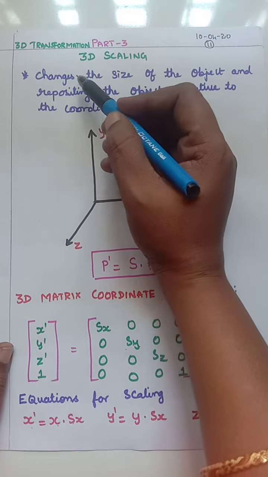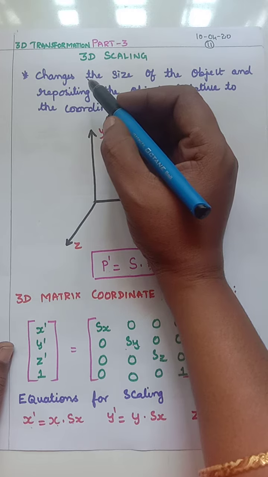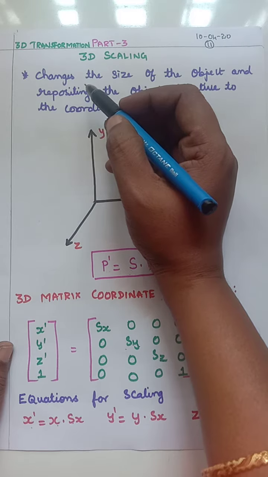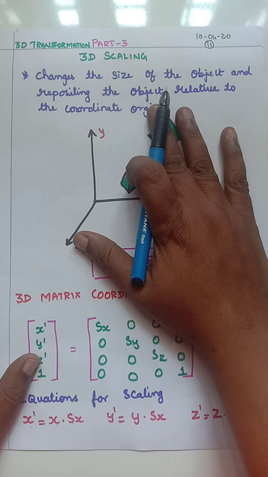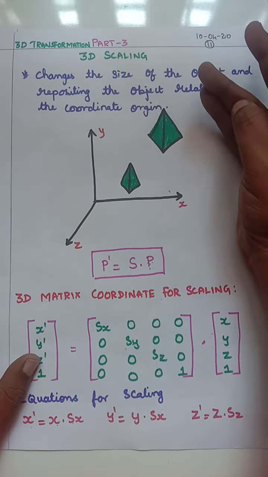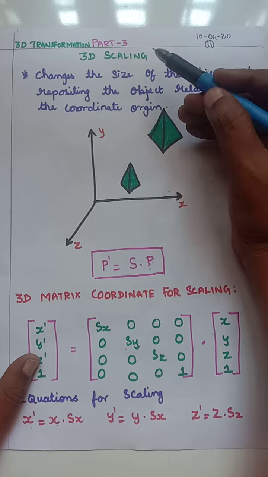In part 1 video, we have seen about the introduction to 3D transformation and 3D translation. And in part 2 video, we have seen about 3D rotation. In this part 3 video, we are going to see about 3D scaling, 3D reflection and 3D shearing. Let us go into the topic.